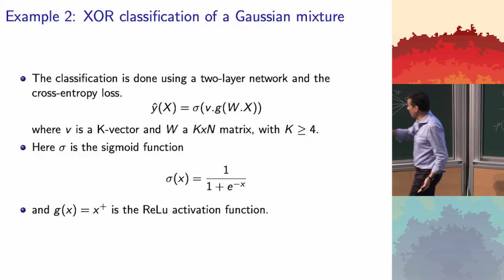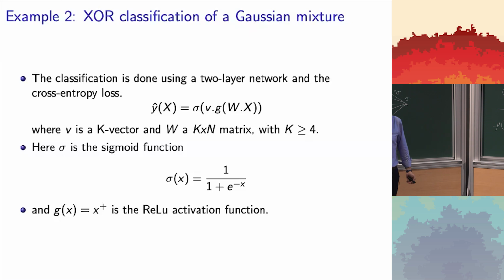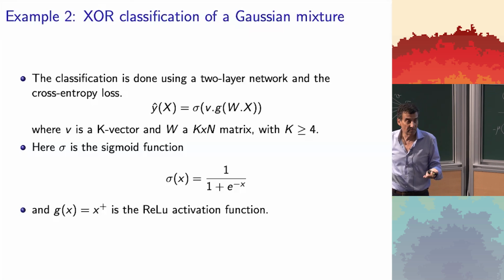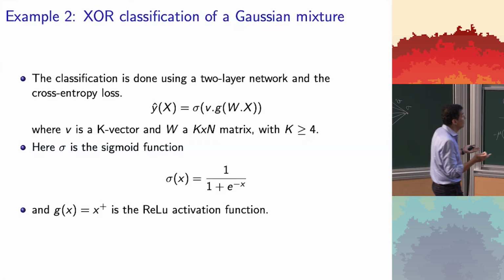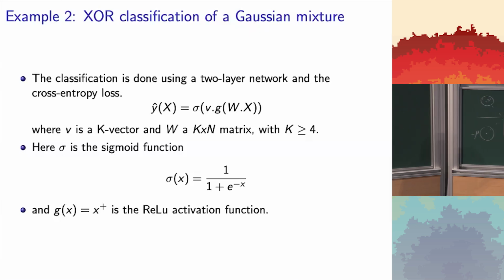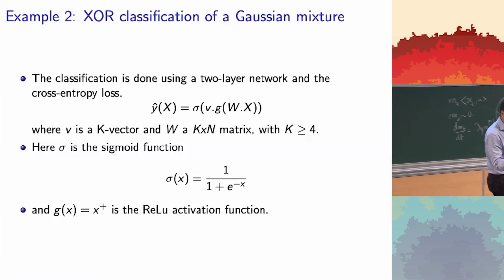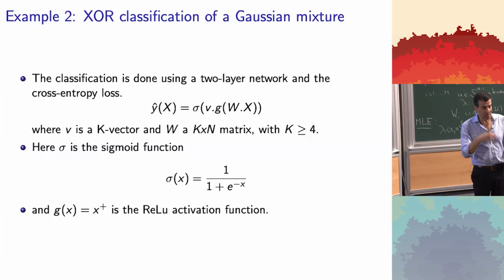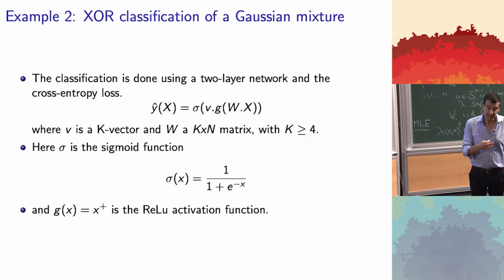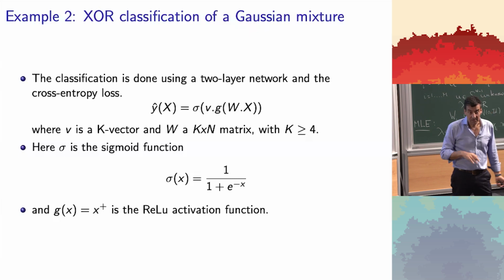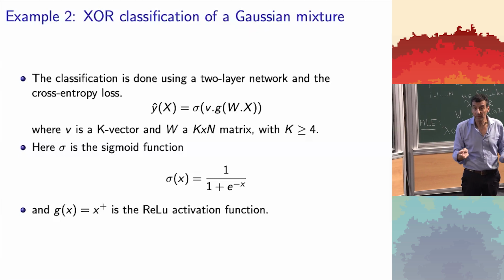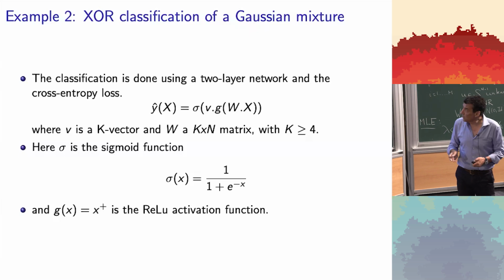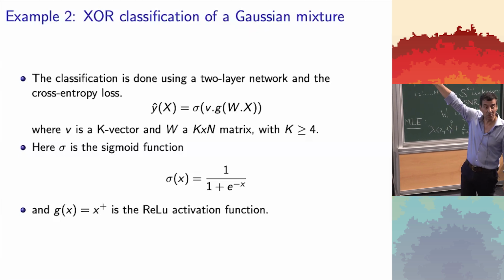Okay? So what does this give you? If I give you a vector x, it gives you a number y hat of x. Right? So this defines a class of functions. If you take all the possible w's, all the possible v's, this defines a class of functions. And approximation theory tells you that with this class of functions, you can approximate many, many things. And in particular, this classification problem that we have.